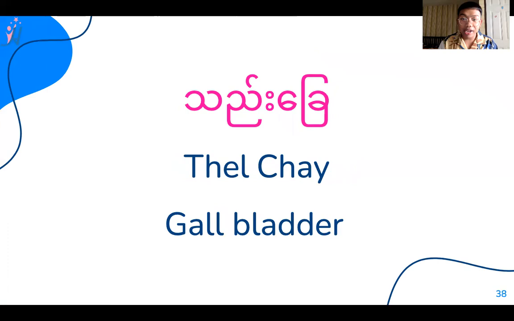And next one for gallbladder, teji, right? So gallbladder is related to the liver, where the bile is stored. That's why we use the base form te, remember, right? Liver is ate, so teji for gallbladder. Gallbladder, teji.